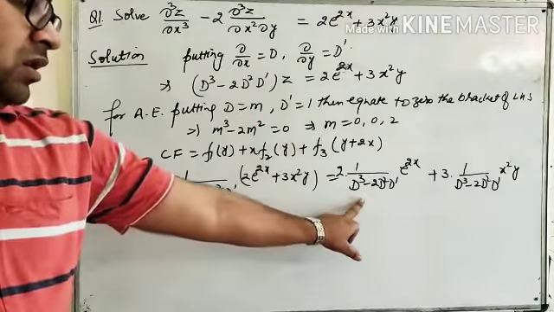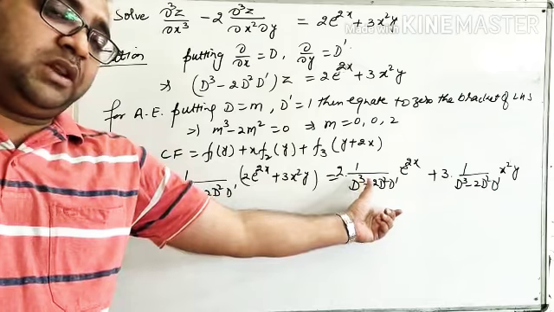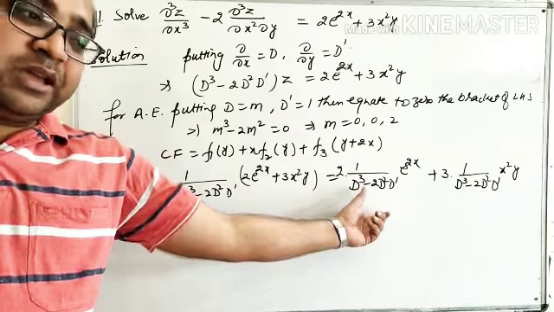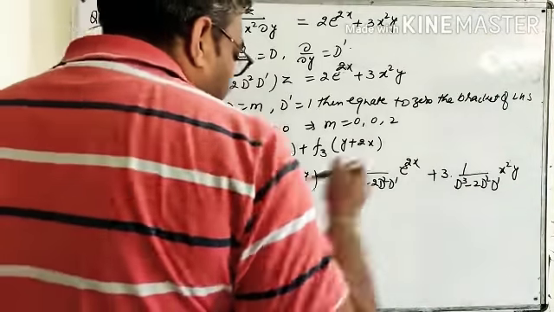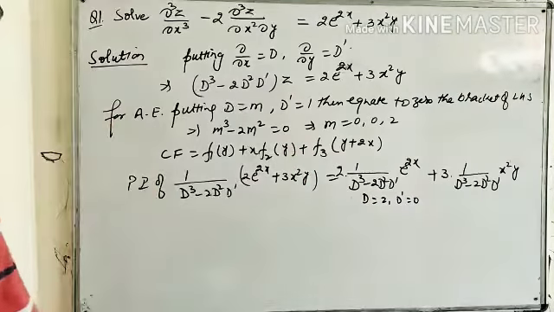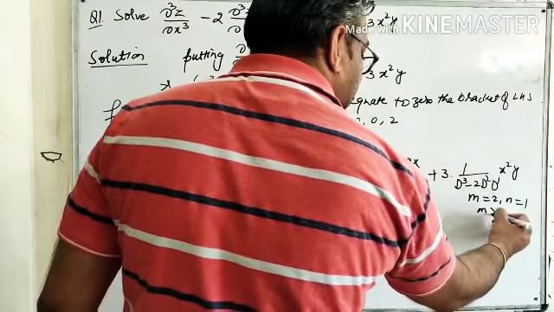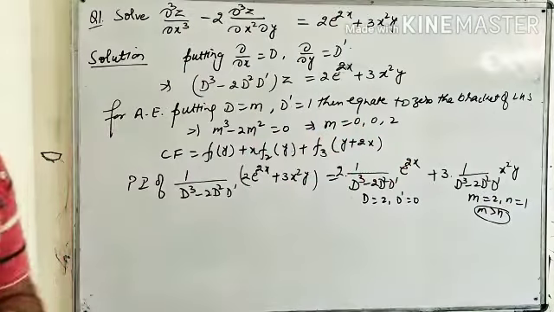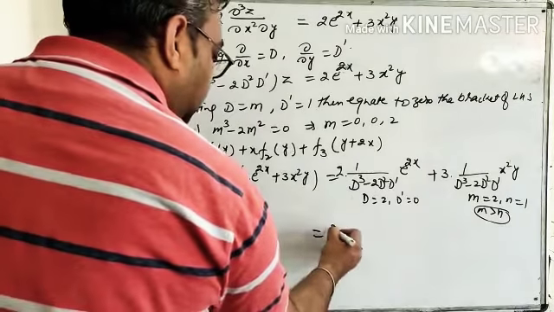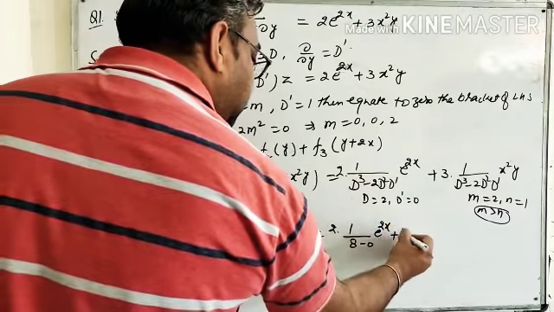Now there are two cases. First, when the RHS is of the form e raised to power ax plus by, then in this case we have to replace D by a and D' by b. So here we have to put D equals 2 and D' equals 0 because y does not exist. And in this particular case m equals 2 and n equals 1, that is, m is greater than n. So we have to apply the first condition of this particular case number 4. So here 2 into 1 upon 2 cube, 8, minus 0, e raised to power 2x plus thrice.